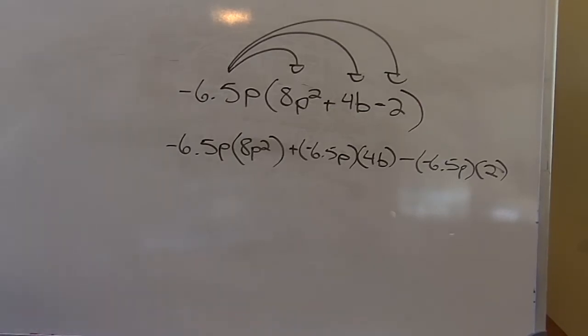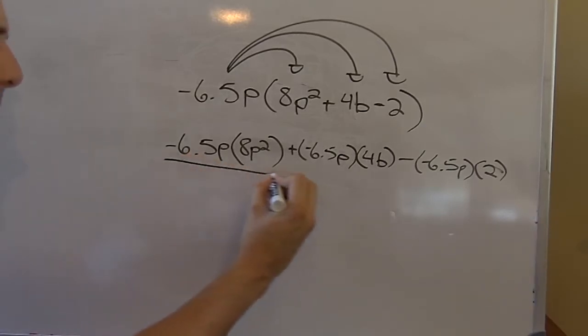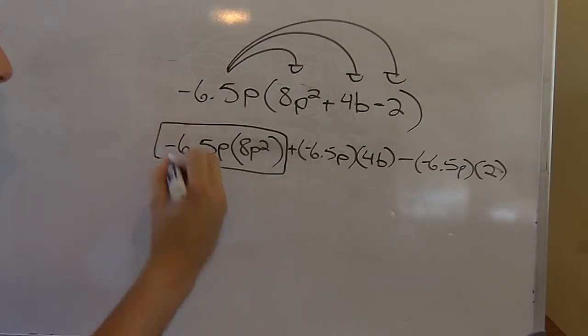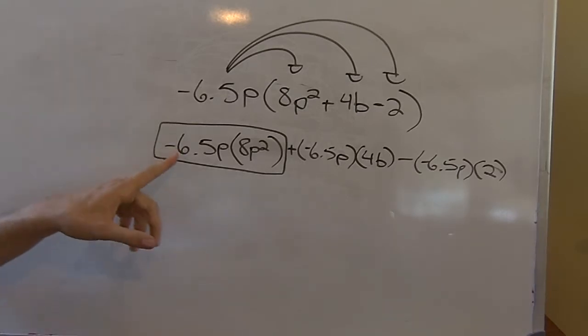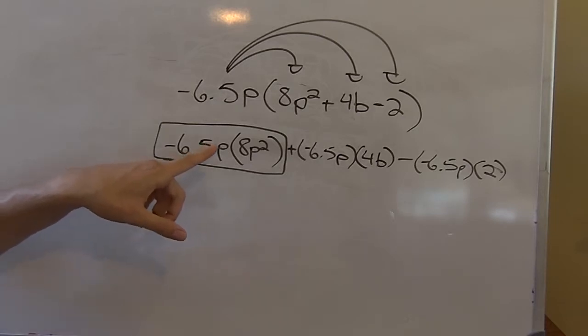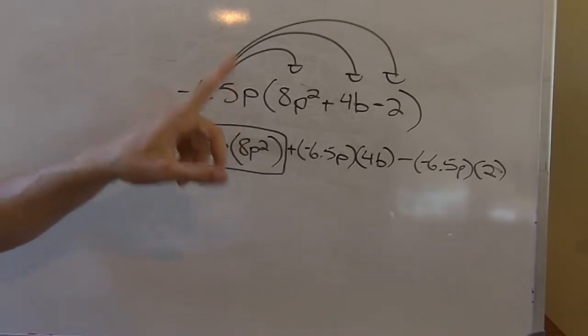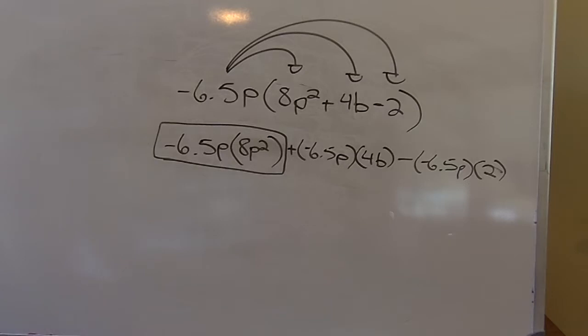So at this point, you're going to take it one multiplication problem at a time. I'm going to start at the far left. Negative 6.5p times 8p squared. So what this really means, as we've discussed before, is negative 6.5 times p times 8 times p squared. So I'm going to multiply my variables together, because again I have 4 things being multiplied here: negative 6.5, p, 8, and p squared.